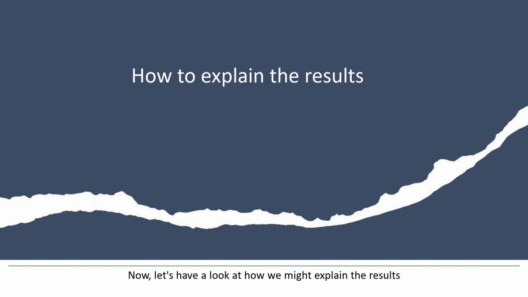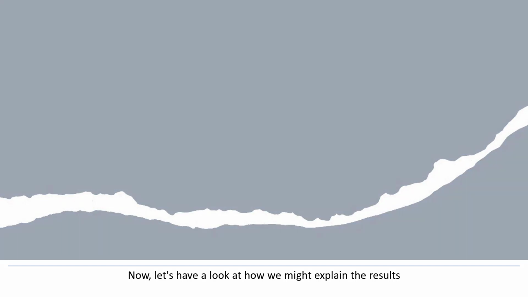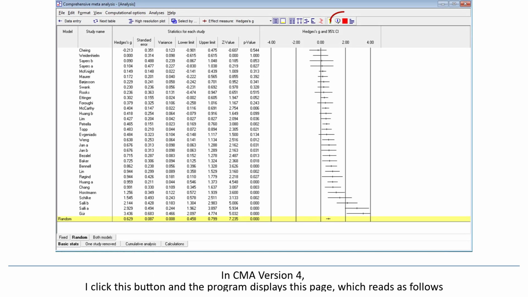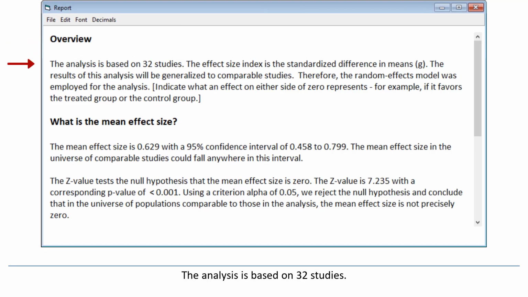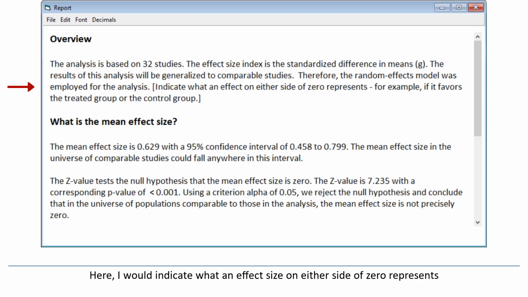Now let's have a look at how we might explain the results. In CMA version 4, I click this button and the program displays this page, which reads as follows. Overview. The analysis is based on 32 studies. The effect size index is the standardized difference in means, G. The results of this analysis will be generalized to comparable studies. Therefore, the random effects model was employed for the analysis. And here I would indicate what an effect size on either side of 0 represents. For example, that it favors the treated group or the control group.